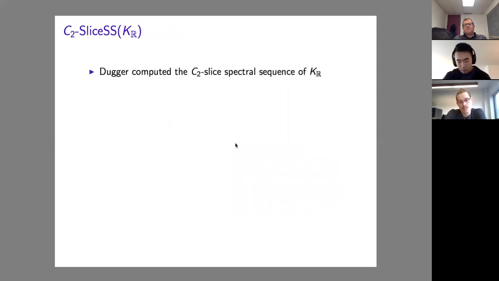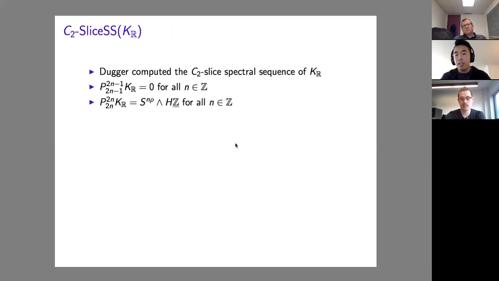Now, the C2 slice spectral sequence of KR was first computed by Dan Dugger. In his thesis, he computed the C2 slice spectral sequence of KR. What he found is that the odd slice sections of KR are 0, and the even slice sections are all regular suspensions of HZ bar. And what's good about that is that you can compute this E1 page completely.